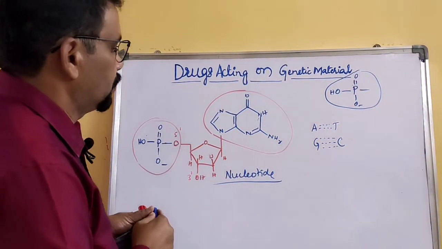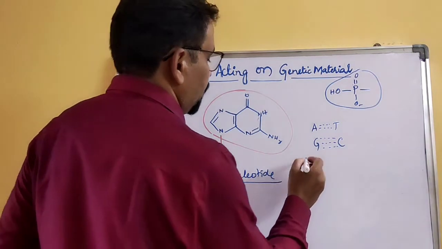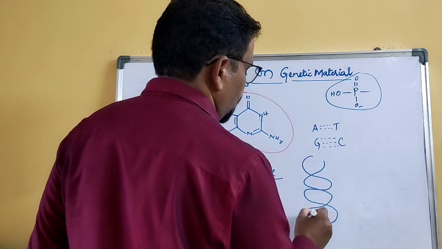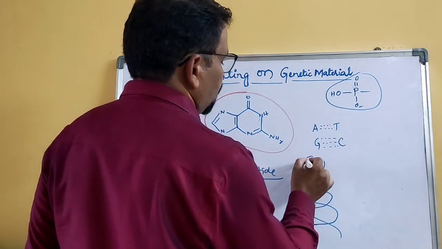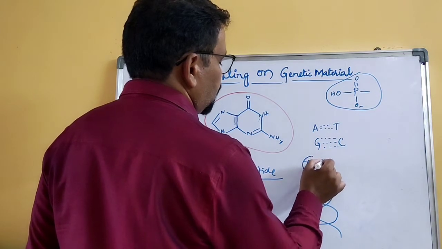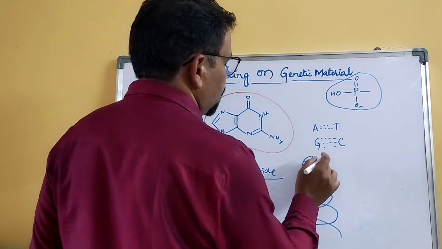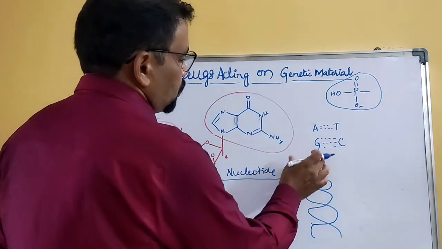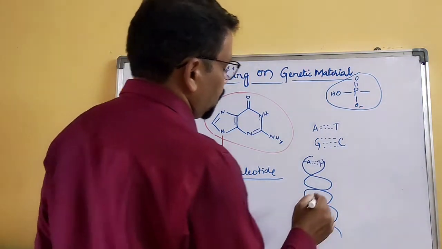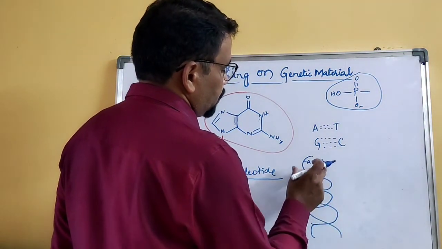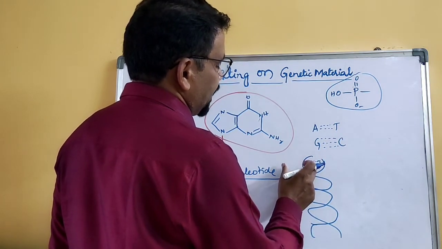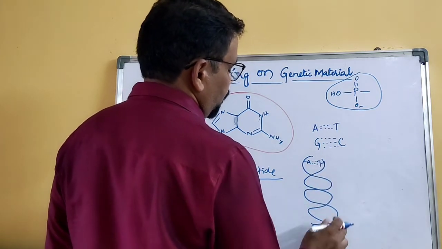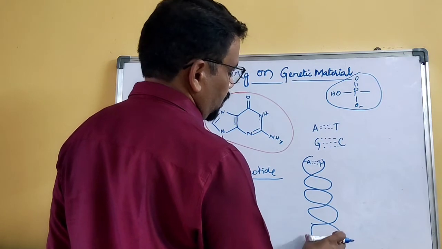The double helical structure of DNA is like this. Here one strand has A, another strand has T, and in between there are 2 hydrogen bonds like this. So the 2 strands come together and stay together because of the hydrogen bonding interaction between them. And this is the double helix of DNA, the helical structure.